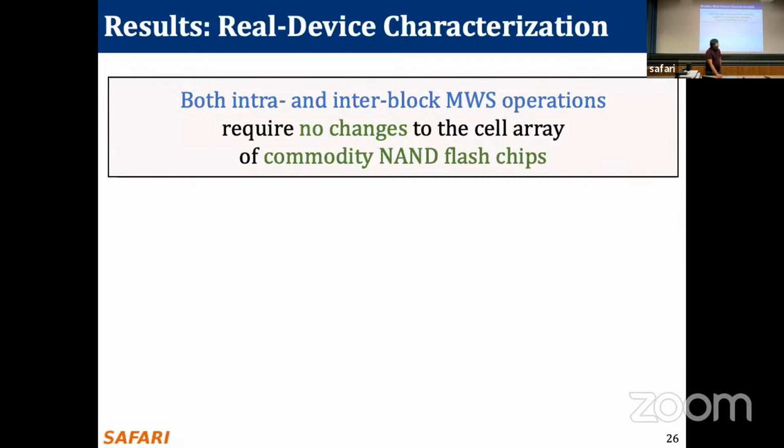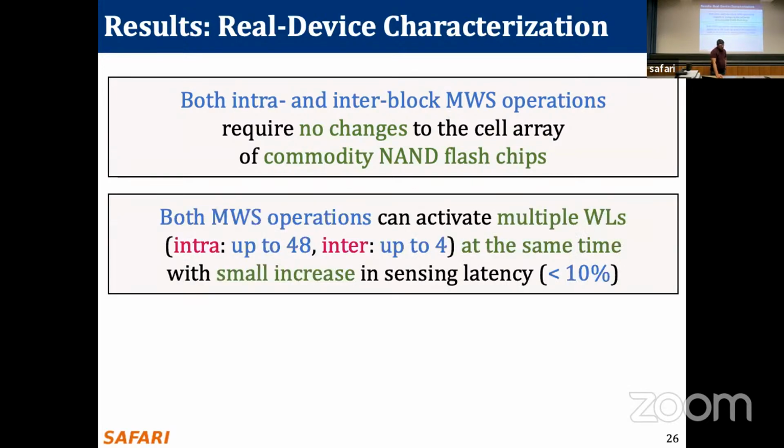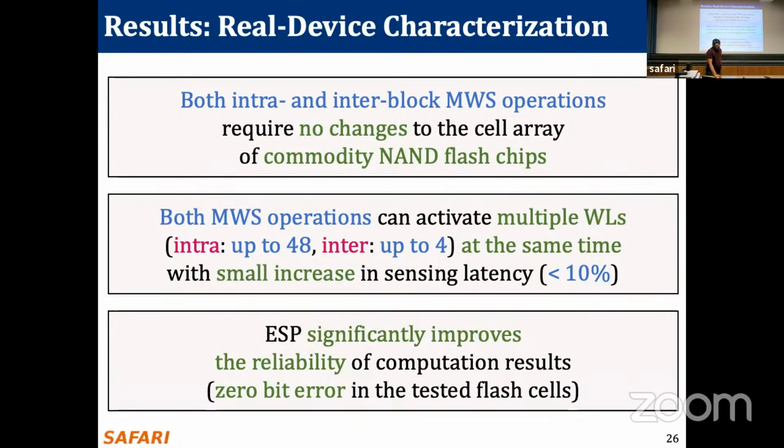So the results of the real device characterization show that both intra-block and inter-block MWS operations require no changes to the cell array of commodity NAND flash chips. And we can activate up to 48 word lines for intra-block MWS operation, and up to 4 word lines at the same time for inter-block MWS operation. And this comes at a small increase in the sensing latency of up to 10%. So compared to a regular read operation, the sensing latency to perform multi-word line activation is only 10% of the latency.